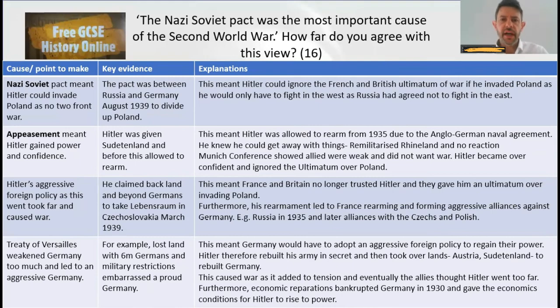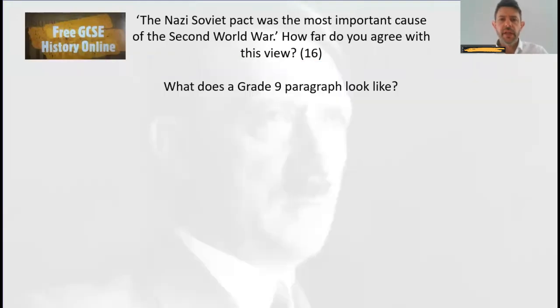So let's start to see how it might turn into a paragraph. So what does a grade 9 paragraph look like? Again, we're doing this process where I'll start the paragraph and you can have a think about how you might finish it, or you can get a pen and paper and start writing something, as that's the main tool for the exam. Perhaps that might be a good idea, folks. So you could write a paragraph as we go along, if you like.